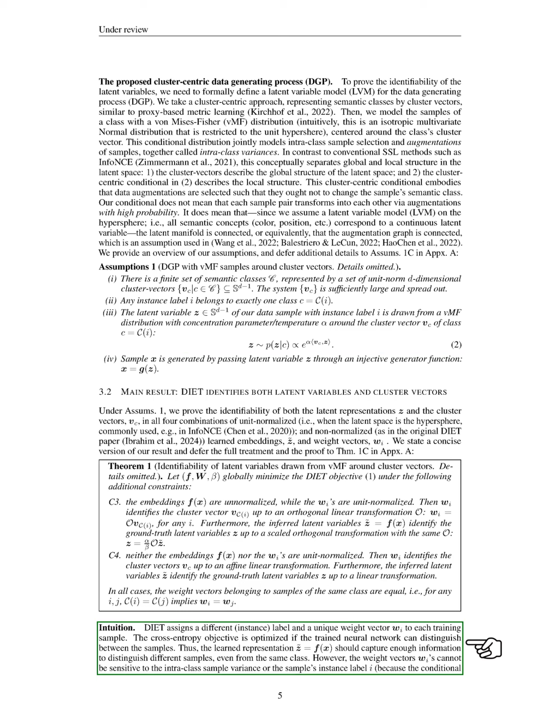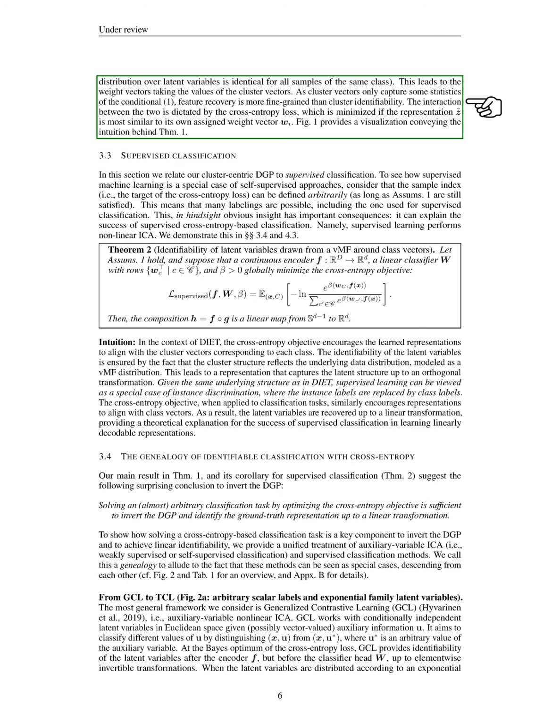Intuitively, DIET assigns a unique label and weight vector to each training sample. The cross-entropy objective is optimized when the neural network can differentiate between samples, ensuring that the learned representation captures enough information to distinguish samples, even within the same class. However, the weight vectors cannot be sensitive to intra-class variance, leading them to align with the cluster vectors. This means that while cluster vectors capture some statistics, feature recovery is more detailed than just identifying clusters.